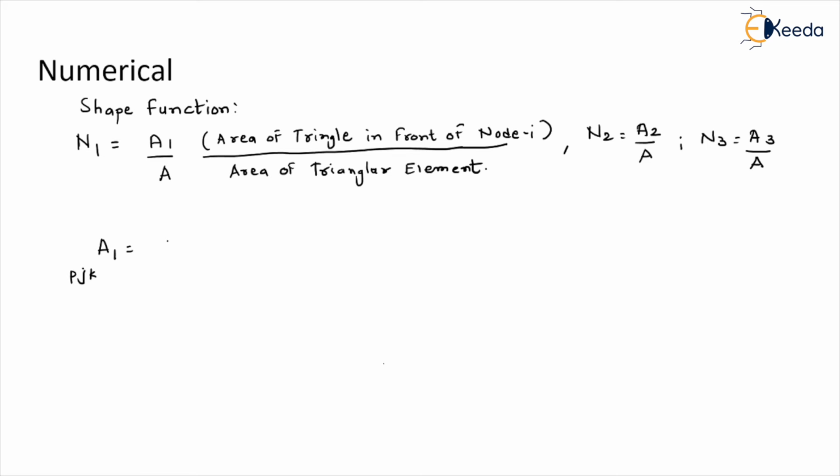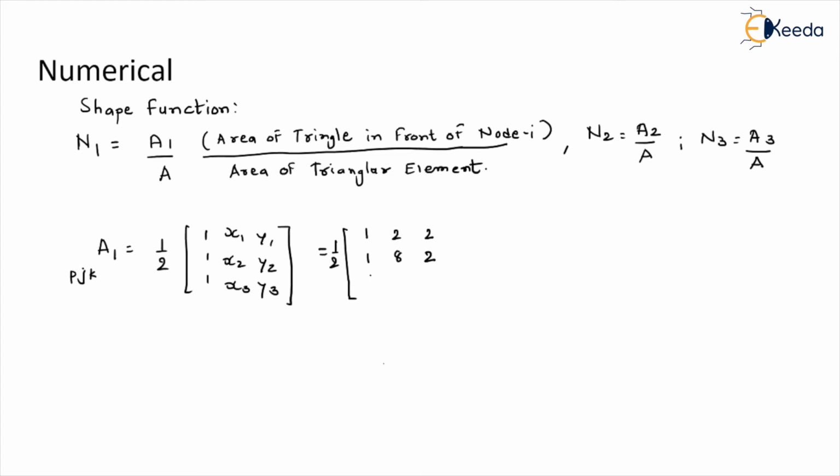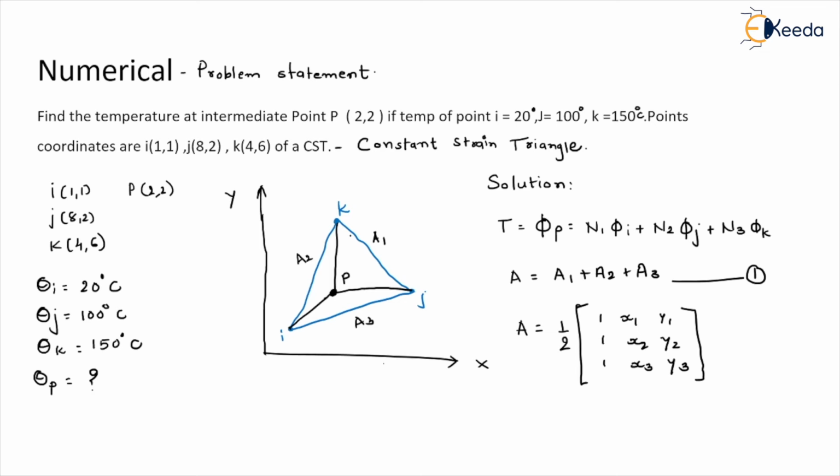So we can write 1 by 2, matrix with rows 1, 1, 1, x1, y1, x2, y2, and x3, y3. So putting the values of the coordinates of P, J, and K, we have the matrix 1, 2, 2, 1, 8, 2, 1, 4, 6. Here you can see J is 8, 2, K is 4, 6, and P is 2, 2.